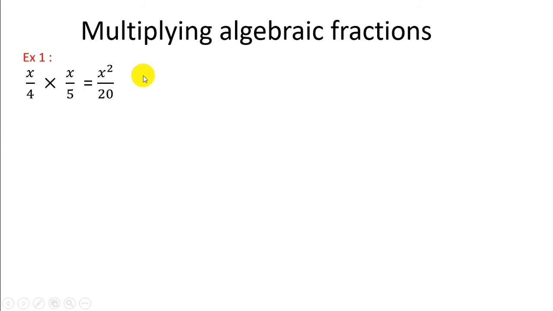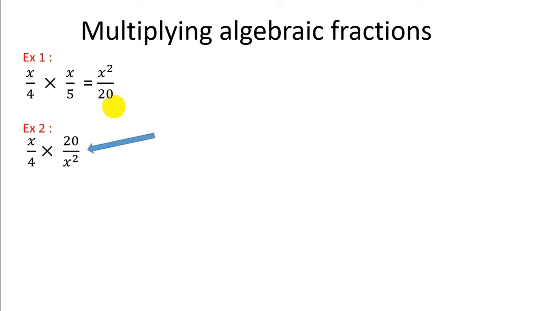So this is a simple example. Let me take another example. x over 4 multiplied by 20 over x square. This question also you can directly multiply the numerators and the denominators, but always double check whether any terms can be simplified further. In other words, you can cancel.